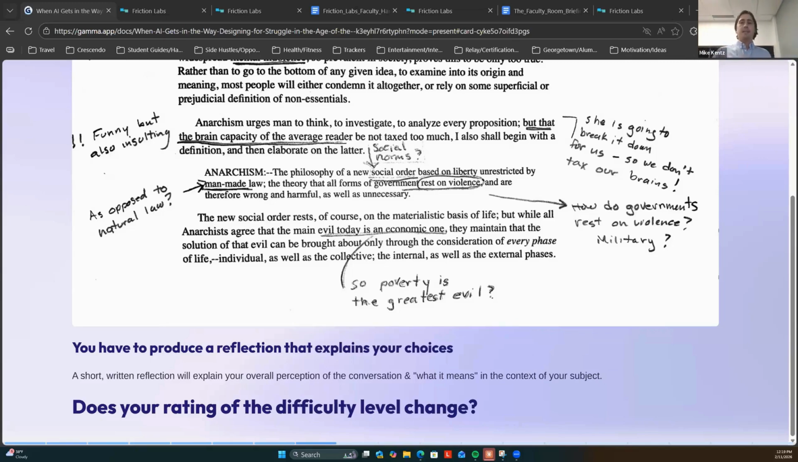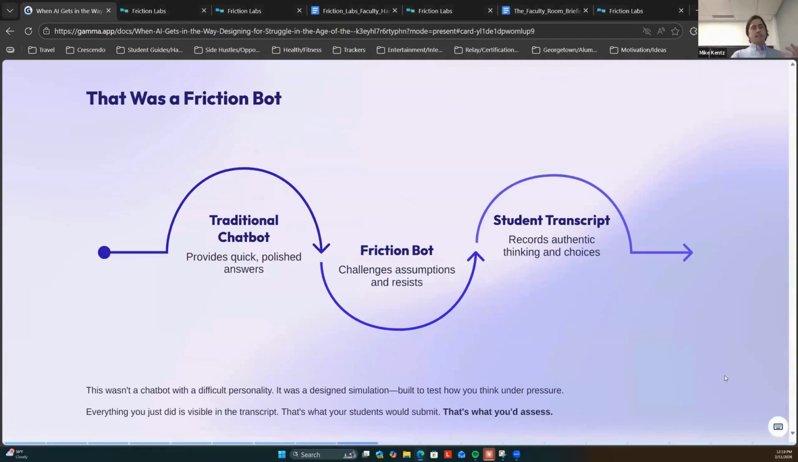And so that has been the successful way of taking that sparring partner approach, again, raising the stakes, and then subsequently looking at it as an actual artifact of student thinking. So the idea here is, of course, we've got the traditional chatbot, which we talked about at the beginning, which provides quick, polished answers. A friction bot is going to do the exact opposite. It's going to challenge your assumptions. It's going to resist. It's going to refuse to cooperate. It may even try to trigger you.